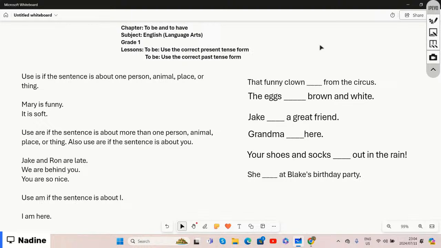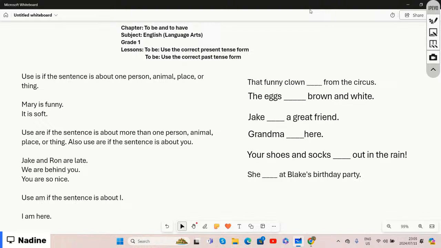So when it comes to be, right? Then we have our present tense form and we have our past tense form, right? Present tense form, it basically shows something that is happening now, right? It's in the present. And then the past tense form, it is something that happened in the past. It happened already, right?